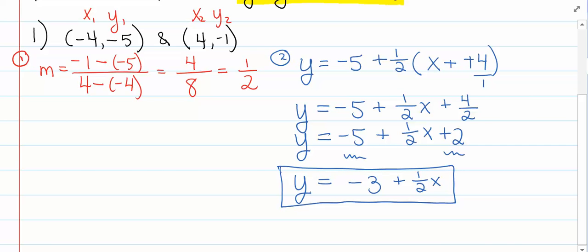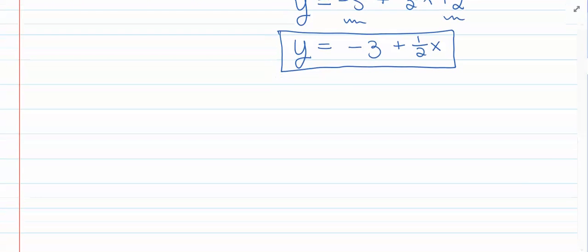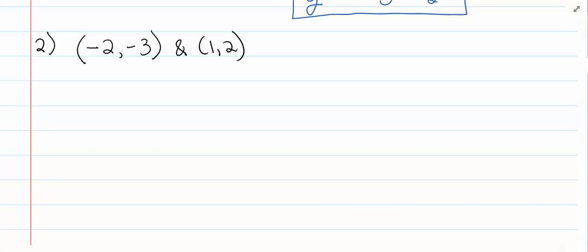Okay, so let's go through another one together. If you look at number 2, it tells us that it goes through -2, -3, and 1, 2. Now again, if you need to, pause the video, try it on your own, then come back and check your work if you get stuck or you're unsure. First thing I'm going to do is label x1, y1, x2, y2.